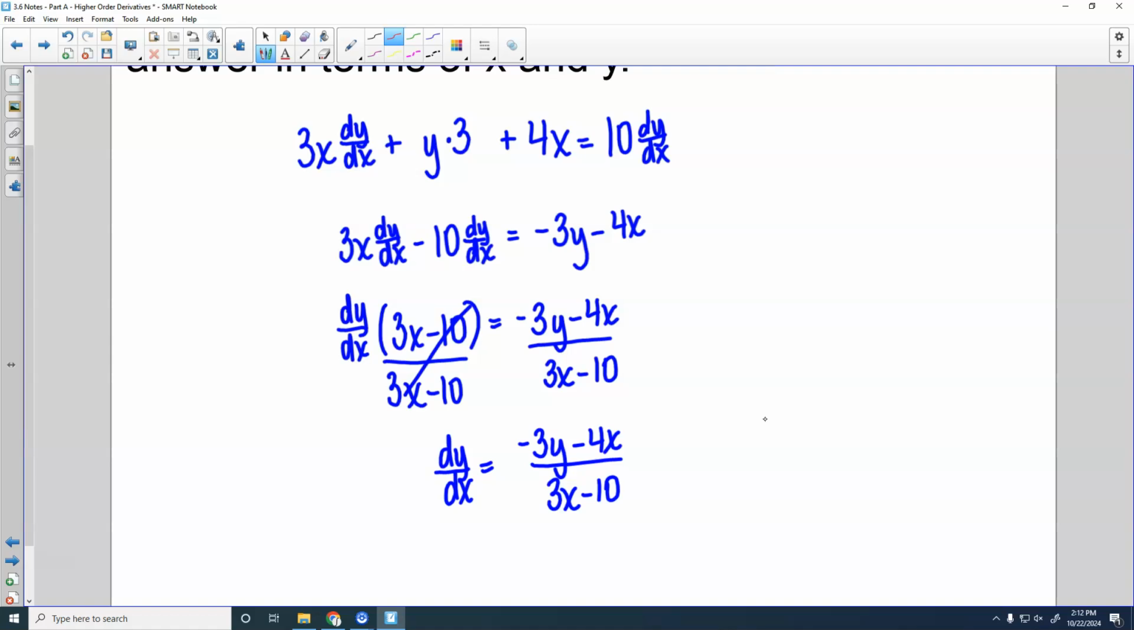You could factor out the negative. You could have negative 4x minus 3y. That'd be fine. There's a few different ways you can make it look in the end, as long as it's equivalent.